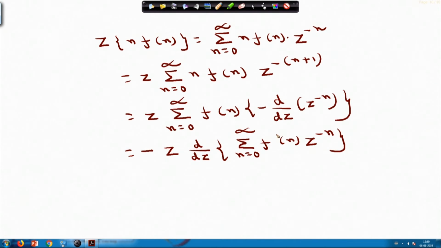Here please note that f(n) is independent of z, so I can bring this d/dz outside. So this equals minus z into d/dz of summation n equals 0 to infinity f(n) z to the power minus n, and this equals minus z d/dz, and this term is nothing but capital F(z). This we have already done. Therefore, from here we can write that the Z transform of n f(n) equals minus z into d/dz of F(z), which completes the proof.